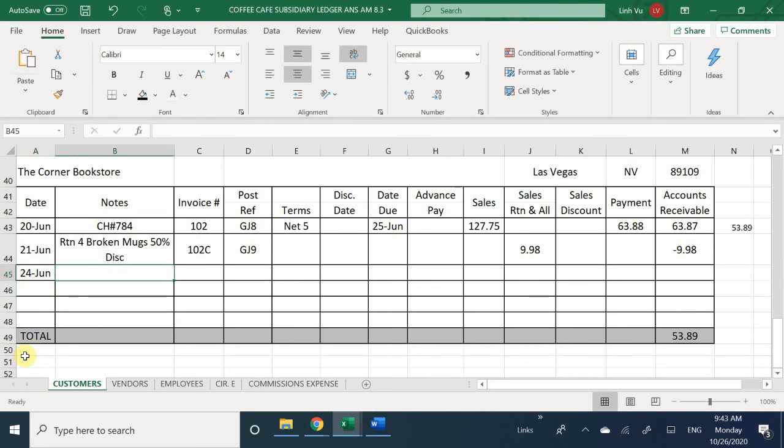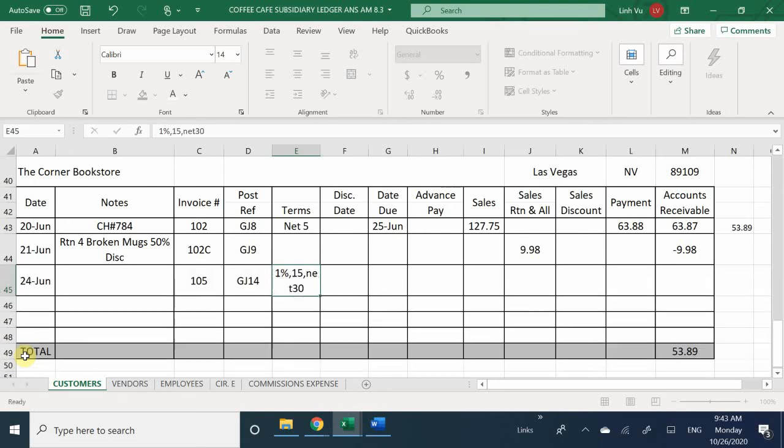So here 24. Invoice 105. GJ14. Good. The terms, 1% 15, net 30. So when is the discount date? The discount date is 15 days from June 24, so it's 14th July.